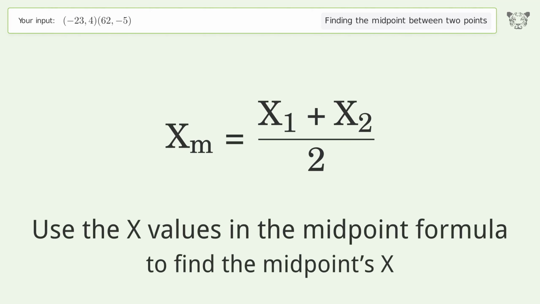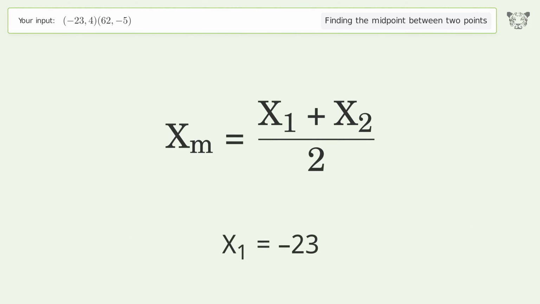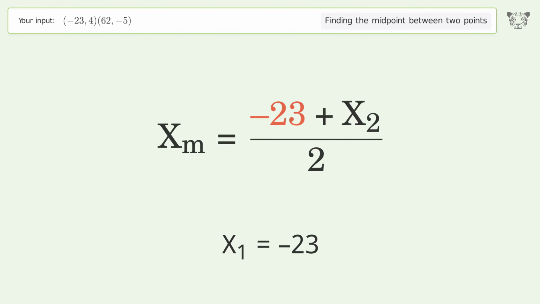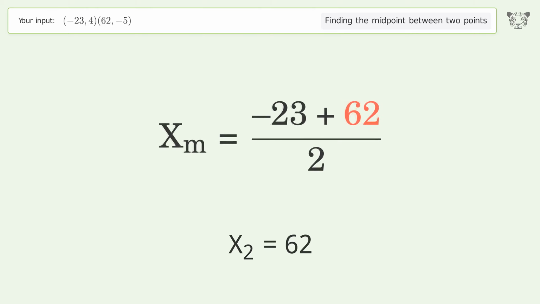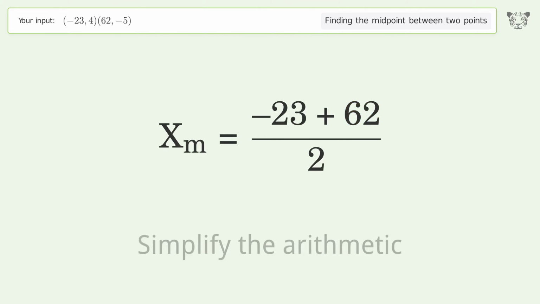Use the x values in the midpoint formula to find the midpoint's x. x1 equals negative 23. x2 equals 62. Simplify the arithmetic.